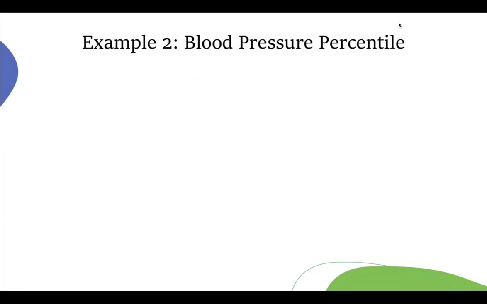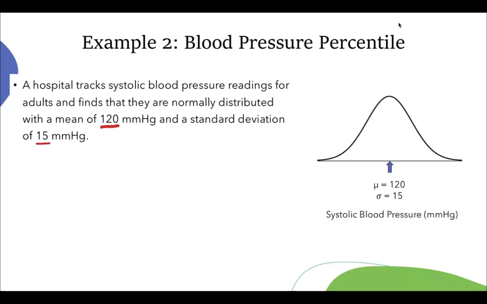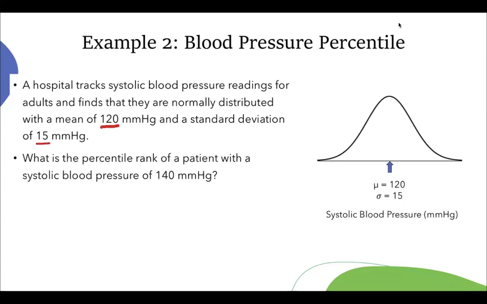Let's do another one with blood pressure. A hospital tracks systolic blood pressure readings for adults and finds they are normally distributed with a mean of 120 and a standard deviation of 15. What is the percentile rank of a patient with a systolic blood pressure of 140?